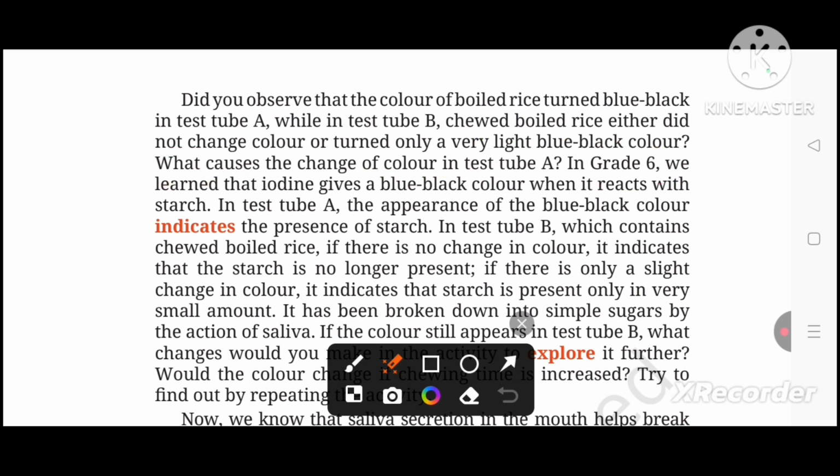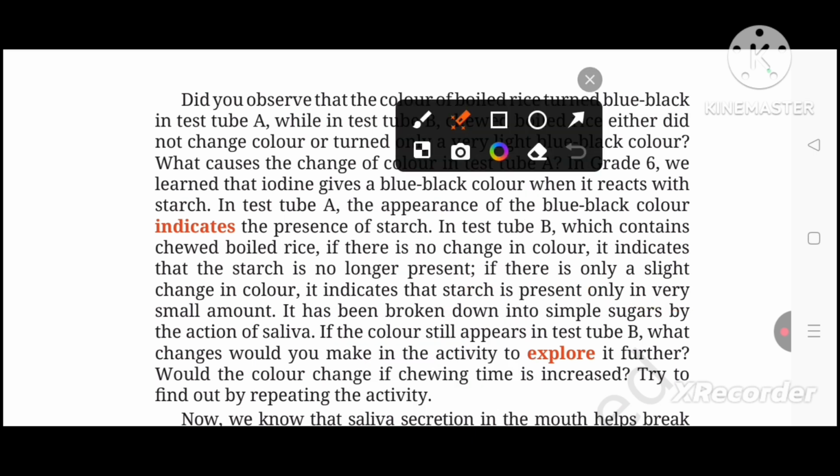In grade 6 we learned that iodine gives a blue-black color when it reacts with starch. In test tube A, the appearance of a blue-black color indicates the presence of starch. In test tube B, which contains the chewed boiled rice, there is no change in color. It indicates that starch is no longer present. If there is any slight change in color, it indicates that starch is present only in a very small amount. It has been broken down into simpler sugar by the action of saliva.